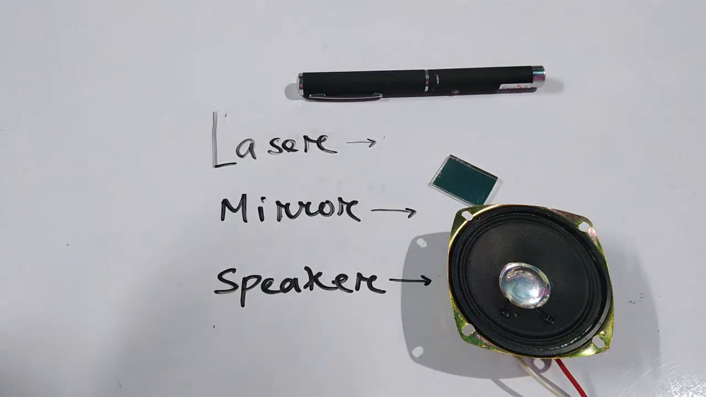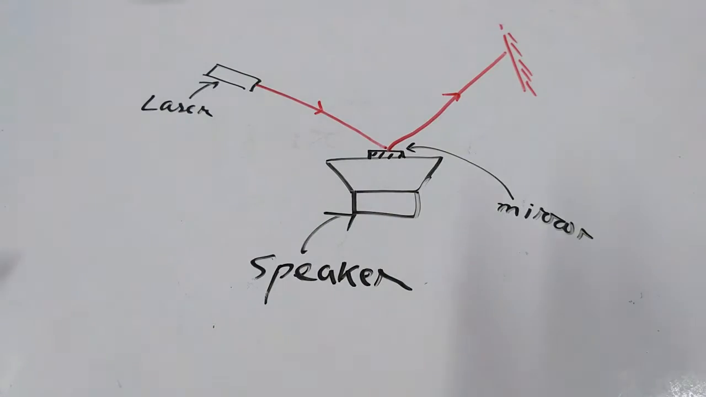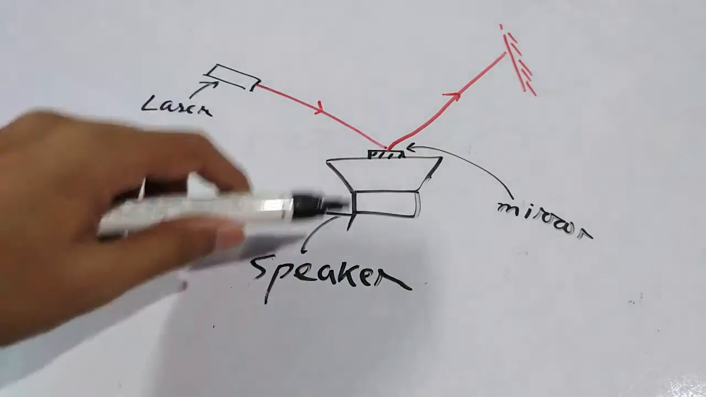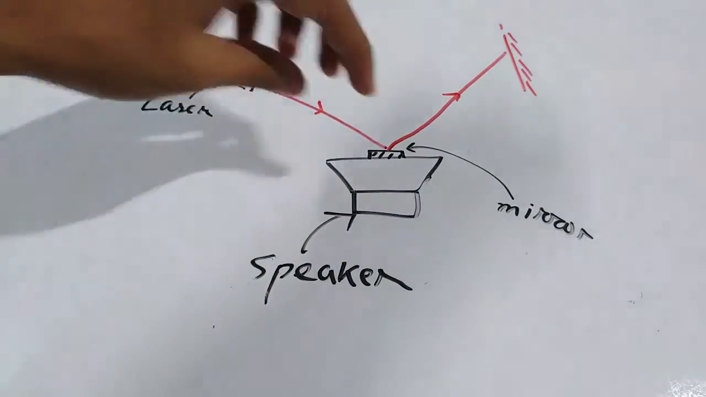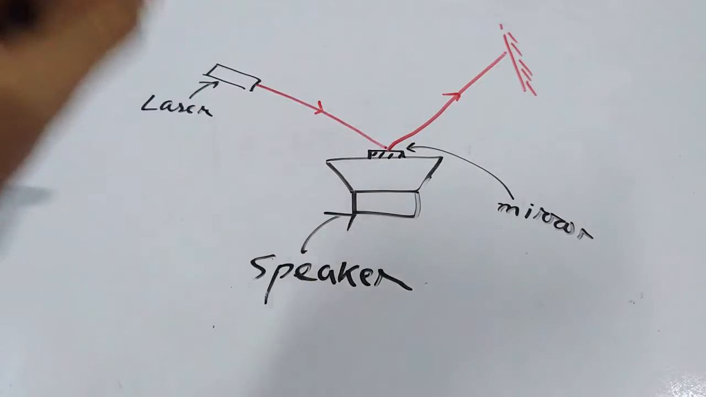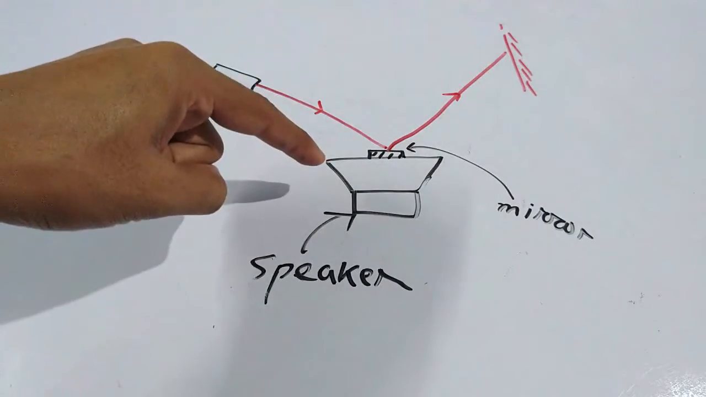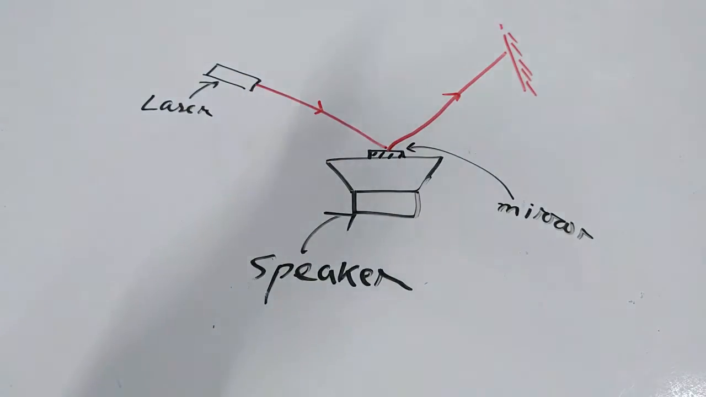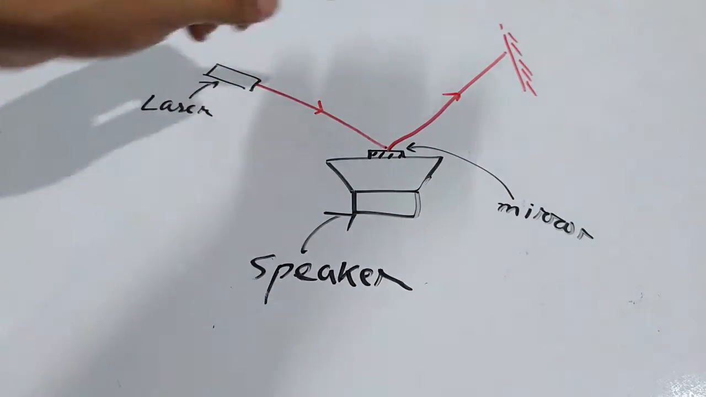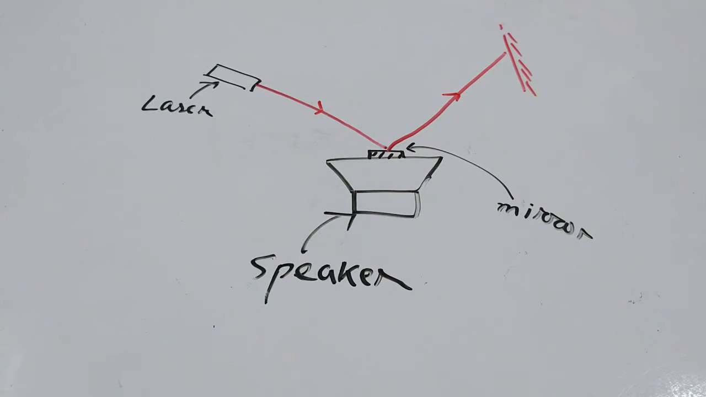So this is the diagram of the system that I'm going to make using the components. This is the laser, this is the speaker, and the mirror is attached to the actuator of the speaker, and then we have a screen, any screen. I'll be using my whiteboard as my screen, and what I'll do is vibrate the speaker using some audio signal or music, and I'll project the laser on the mirror, and I'll see what happens to the reflected point of the laser. So let's make it and see what happens.